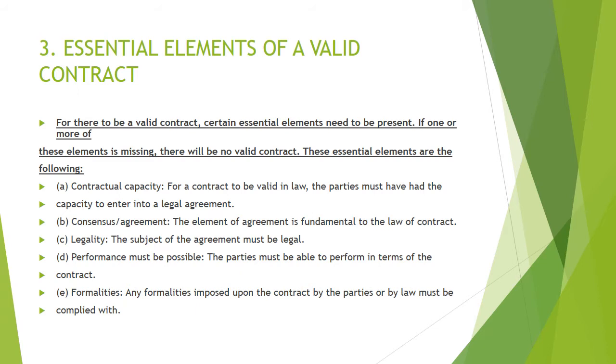And then the third aspect is the issue of illegality. The subject of the agreement must be legal. Mayibe semthethweni le contract. In other words, it must be permissible in terms of the law to enter into this contract. Number four, performance must be possible.